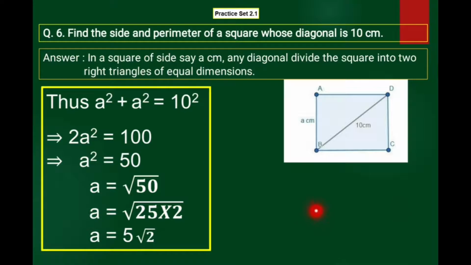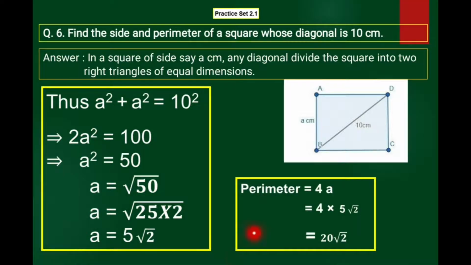Now we have to find its perimeter. The perimeter of a square is 4 times its side, so we write perimeter equals 4 into a. The value of a is 5 root 2. So 4 fives are 20, and root 2 as it is. Therefore the perimeter of this square is 20 root 2.